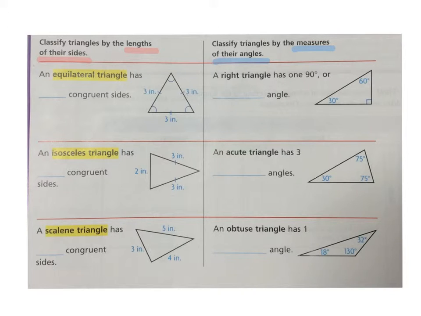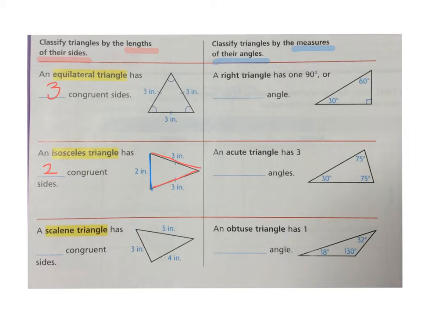Let's first talk about the first category, by the lengths of their sides. If a triangle has 3 congruent sides, you can see this is 3 inches, this is 3 inches, and this is 3 inches. All 3 sides are exactly the same length. We call that an equilateral triangle. Everyone say equilateral. Equilateral. Now look at this next triangle. This part is 3 inches, this side is 3 inches, and this side is 2 inches. How many congruent sides does that triangle have? 2. So every triangle that has exactly 2 congruent sides, we call it an isosceles triangle. Everyone say isosceles. Isosceles. Very good.